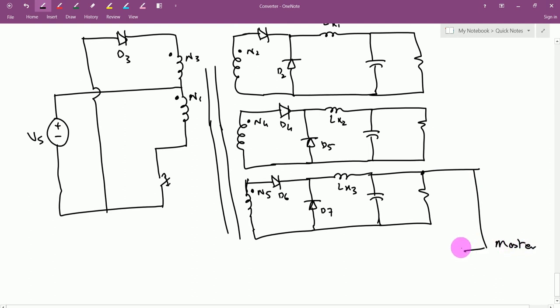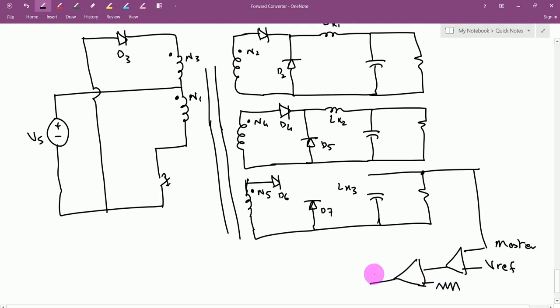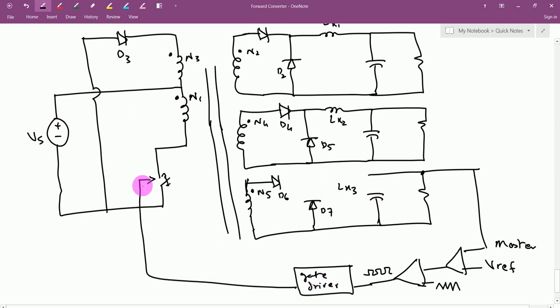This master output voltage is compared with some reference voltage, V reference. This will produce an error voltage, which is compared with the triangular waveform. And this triangular waveform generates the PWM here. This is sent to some gate driver circuit, and this gate driver circuit is used to drive the switch SW. Remember that in a master slave concept, we can only regulate the output voltage of one of the windings.